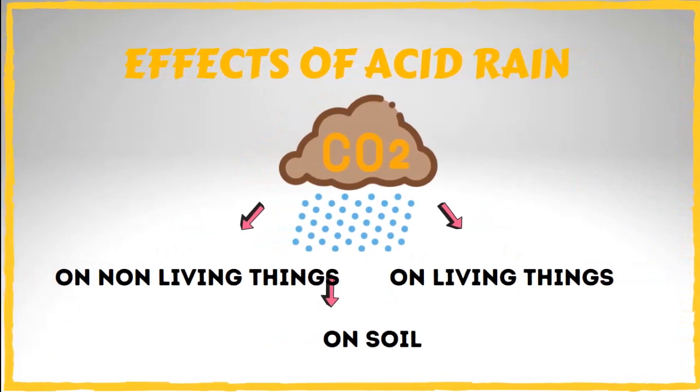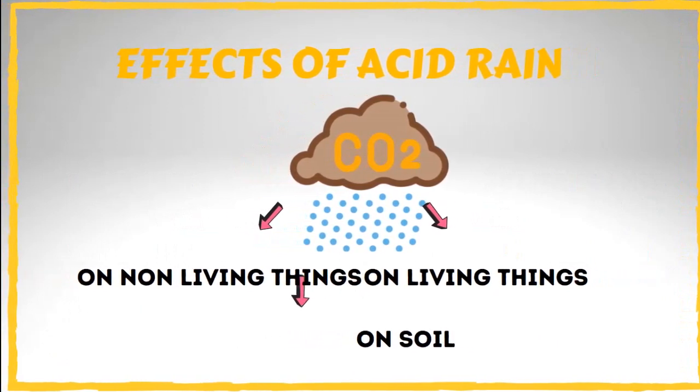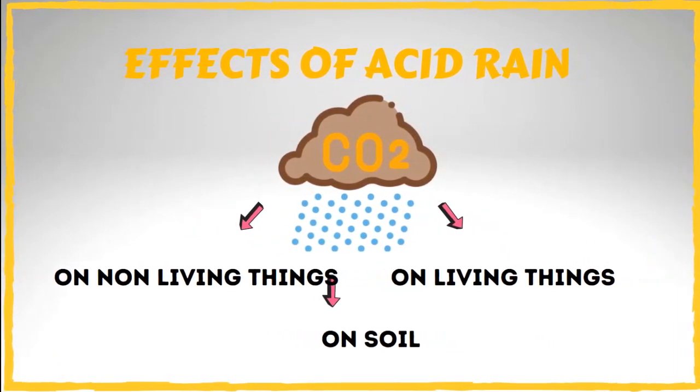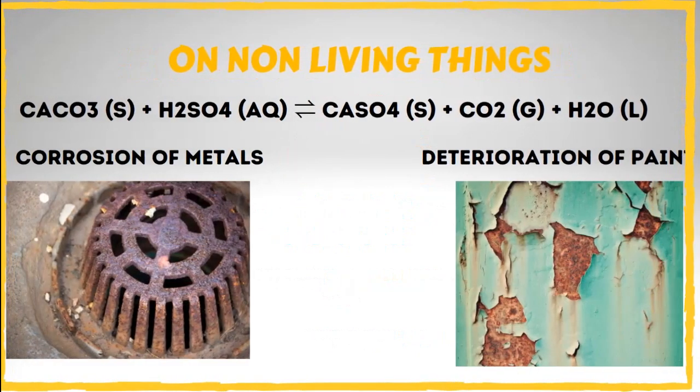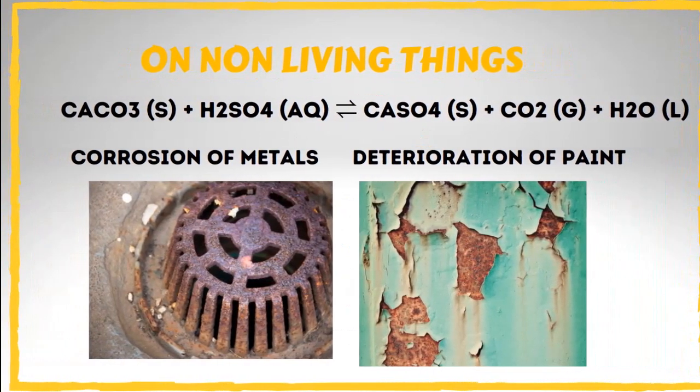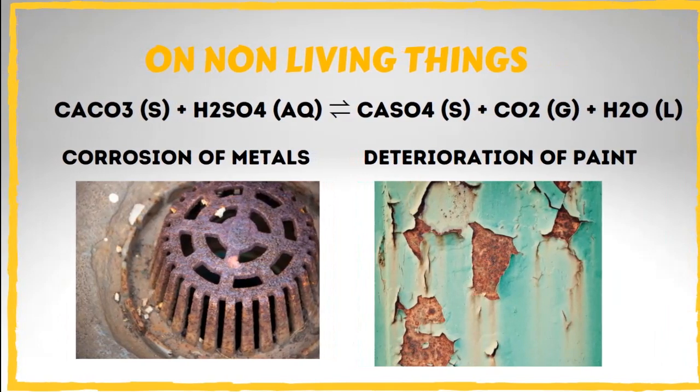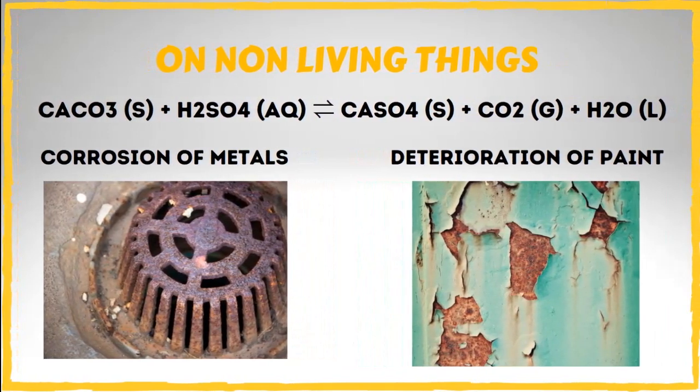Now let's talk about the effects of acid rain. Acid rain not only has adverse effects on living things but also on the soil and on non-living things. We will discuss them one by one. So first of all, we will look at its adverse effects on non-living things.